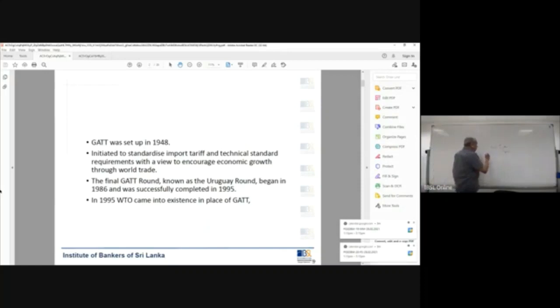this institution called GATT, G-A-T-T, was introduced. Right? It was set up. GATT is the General Agreement on Trade and Tariffs. This was officially set up in 1948, but it started from 1945. They were discussing how to do the thing.